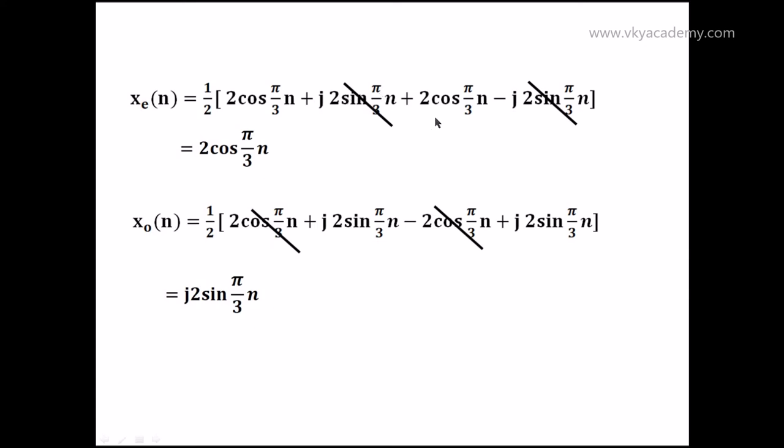Now j2 sin pi n by 3 and minus j2 sin pi n by 3 get cancelled out. We have 2 plus 2, 4 times cos pi n by 3 divided by 2, which is ultimately 2 cos pi n by 3, so this is my even part. Now let us find out the odd part. 1 upon 2 whole into 2 cos pi n by 3 plus j2 sin pi n by 3 minus 2 cos pi n by 3 plus j2 sin pi n by 3. Now this time 2 cos pi n by 3 and minus 2 cos pi n by 3 get cancelled out, and we have 4 times j sin pi n by 3 divided by 2, which is j2 sin pi n by 3, and this is my odd part.